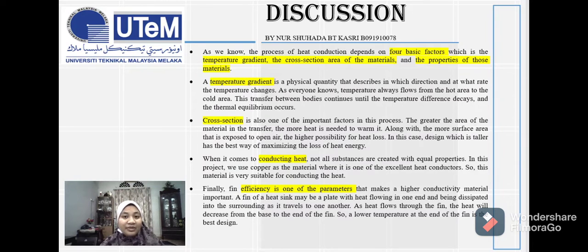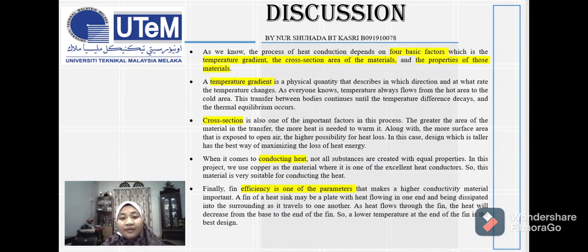As we know, the process of heat conduction depends on 4 basic factors, which are the temperature gradient, the cross-section area of the materials, including the fin length, and the properties of those materials. First, a temperature gradient is a physical quantity that describes in each direction and at what rate the temperature changes. As everybody knows, heat always flows from the hot area to the cold area. This transfer between bodies continues until the temperature difference decays and thermal equilibrium occurs.